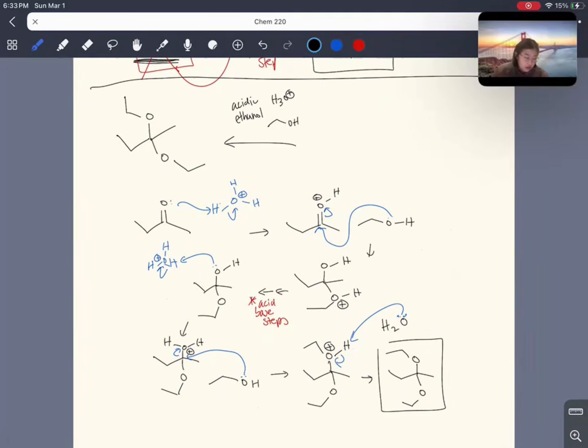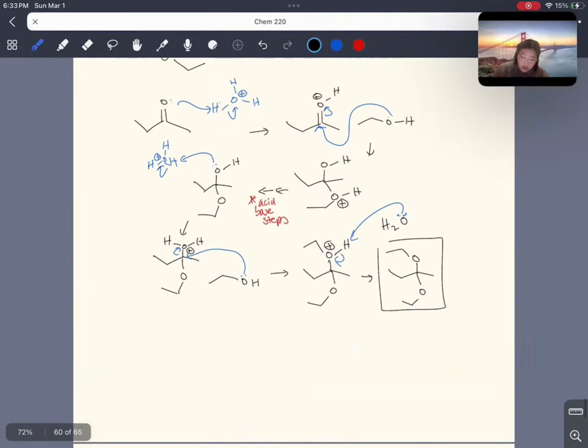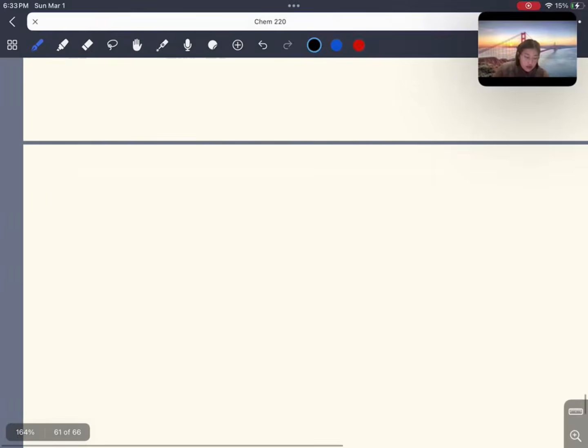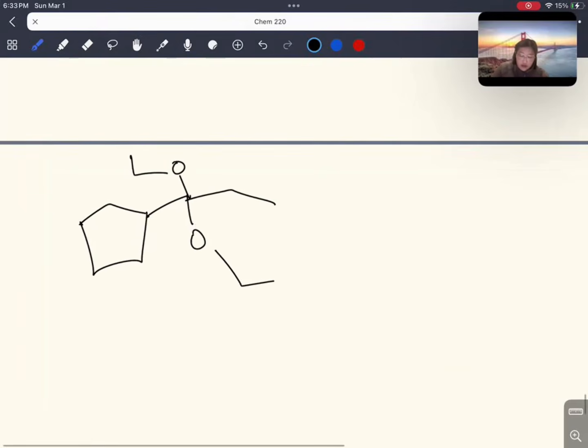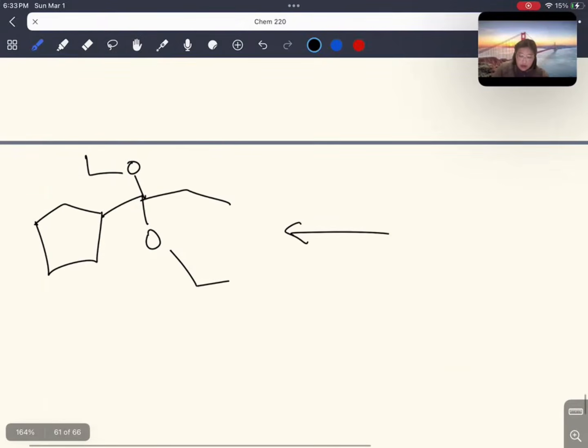So now I'm going to show you how you would work backwards. For the last part of the question, it gives you this acetal molecule, right? And then you're trying to figure out how you get to that. And so I look first for the carbon that is attached to the two oxygens, because I know that's where my carbonyl carbon is going to be.